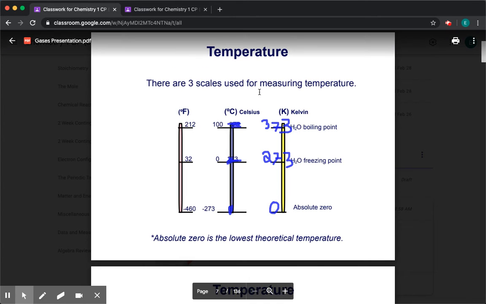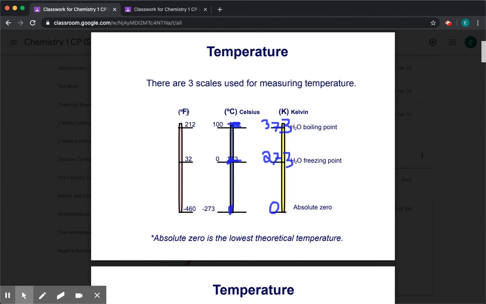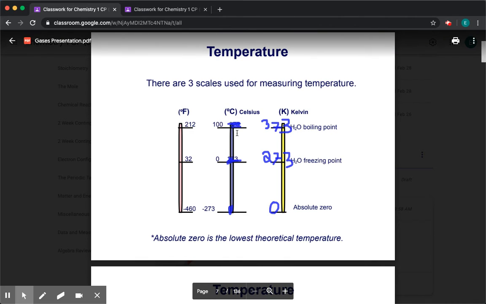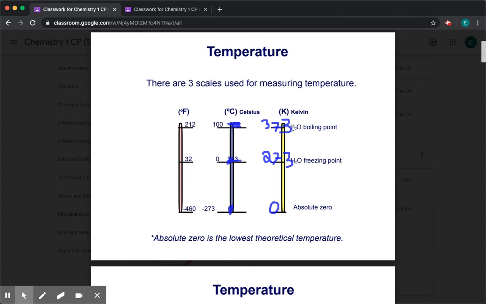So we normally work in Celsius for the most part, but Kelvin is the absolute temperature, if that makes sense. So at 0 degrees Celsius, when water freezes, the H2O freezing point, in Kelvin that's 273 Kelvin. And in Fahrenheit, that's 32. Okay. Water boils at 100 degrees Celsius, which would be 373 Kelvin. And in Fahrenheit, that would be 212. Okay. And then at negative 273 Celsius, in Kelvin, that would be 0.